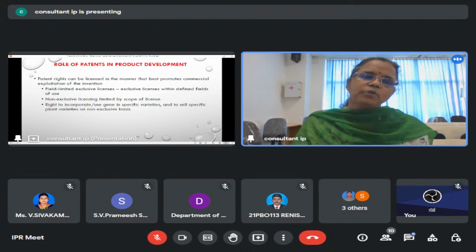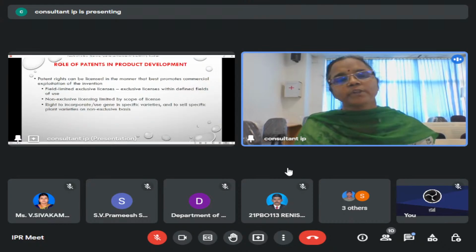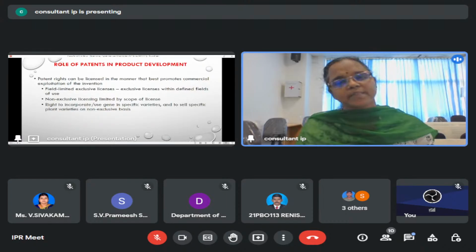You can have exclusive licenses and tell them that you can dye this leather only for a shoe company. I mean, you can license it out to a shoe company and tell them you can use it only for the purpose of dyeing the leather used for the shoes, not for any other purpose. Okay, but if it's for the bag company, again, you can say that separately, that will come under non-exclusive licensing.